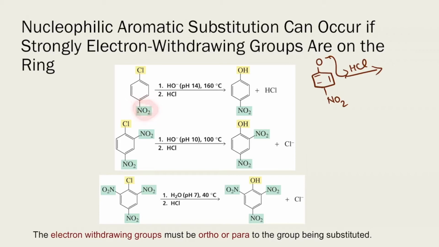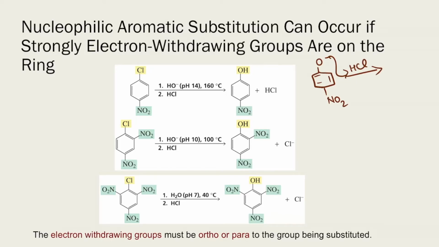Okay, now let's go on to the next reaction. Here, instead of 1 nitro group, you have 2 nitro groups, which means the withdrawal effect is going to be more. Under such circumstances, you don't have to go to such harsh conditions. Instead, the temperature has been decreased here to 100 degrees Celsius, and the pH is also decreased.